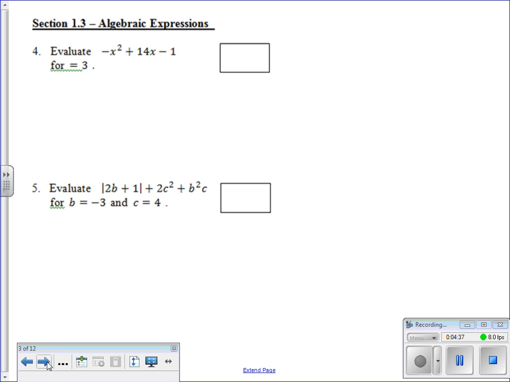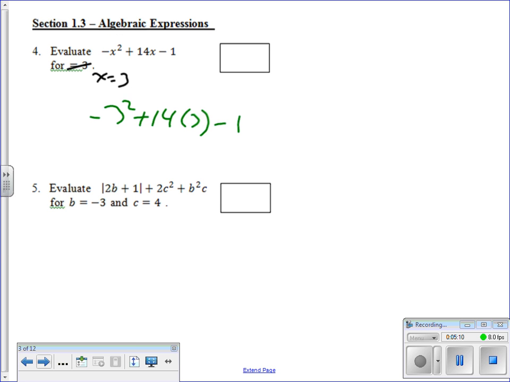Okay, and I mentioned one yesterday when we were talking about this. This is for x equals 3. So plug it in and work it out. I have -3 squared plus 14 times 3 minus 1. What do I do first here? Or I should say, what is negative 3 squared?